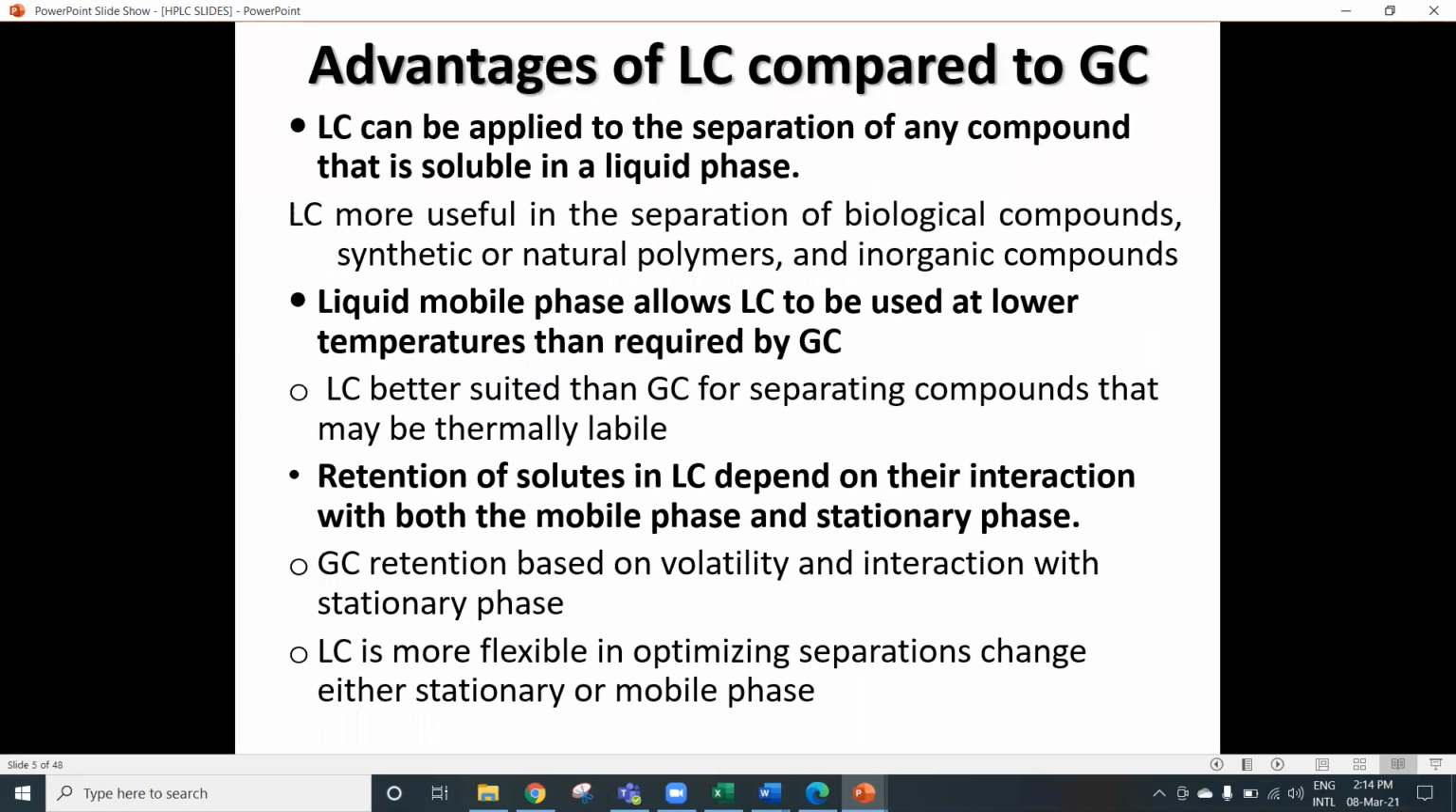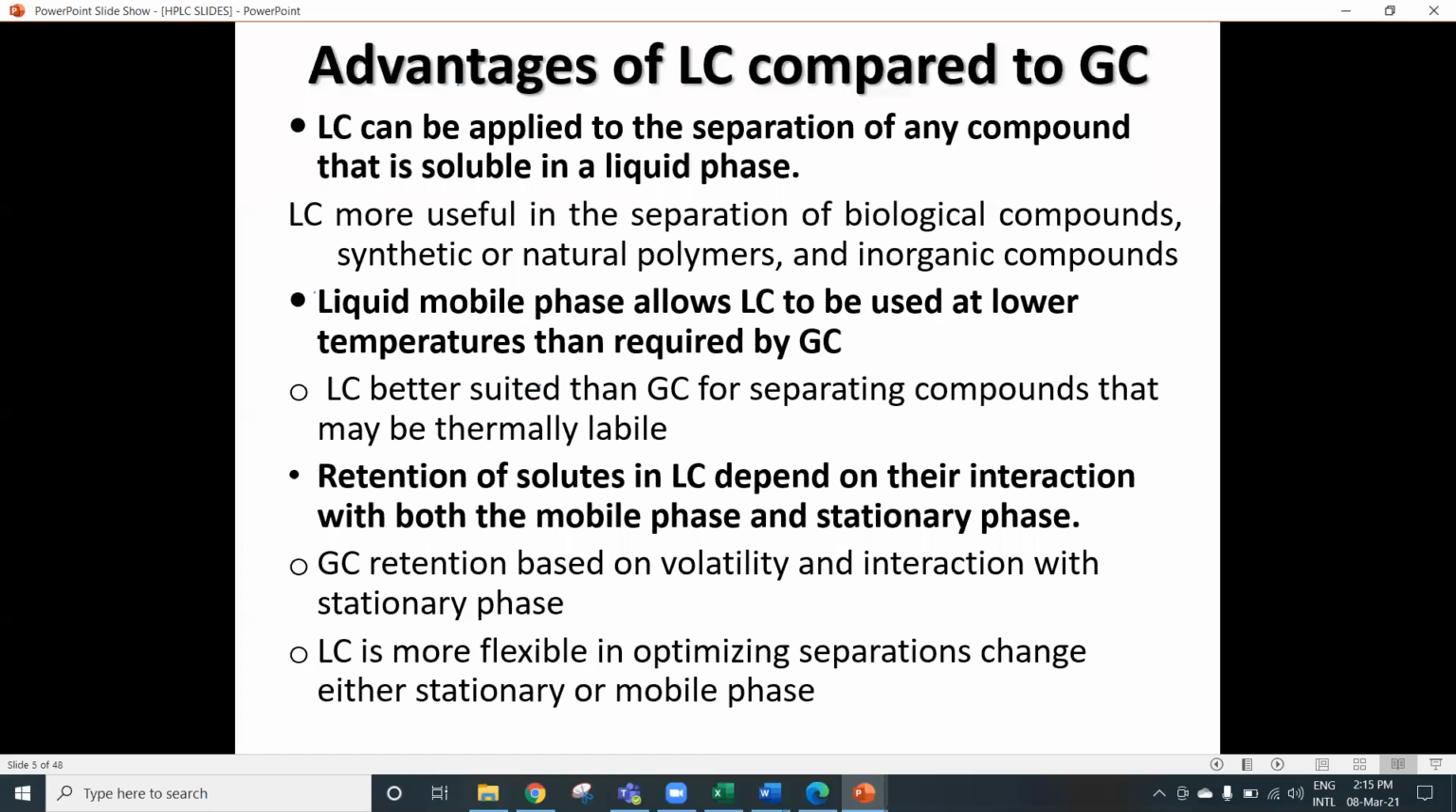So in comparing HPLC to GC, LC can be applied to separation of any compound that is soluble in liquid phase, like I said before, and it is usually more applicable to biological compounds, whether they are synthetic or natural polymers or inorganic compounds. The liquid mobile phase allows liquid chromatography to be used at lower temperatures. So unlike GC, whereby you have to vaporize your samples, you can work at low temperature.